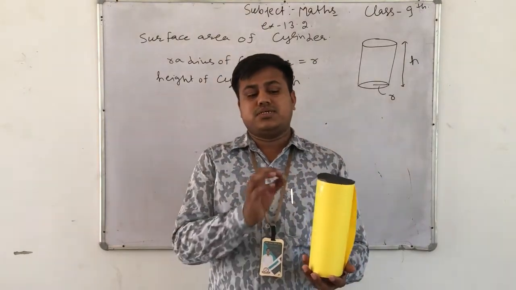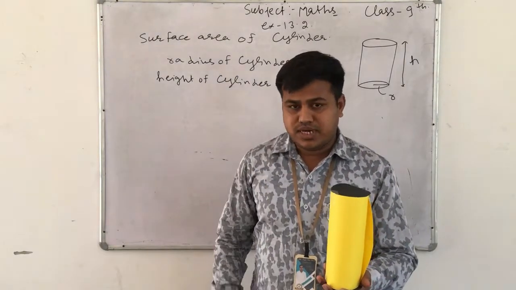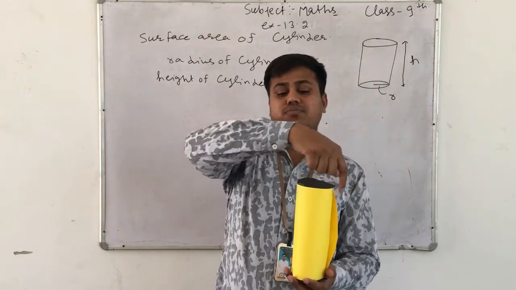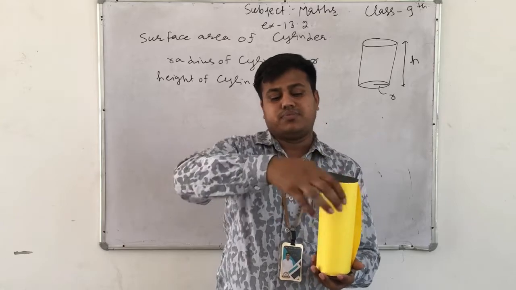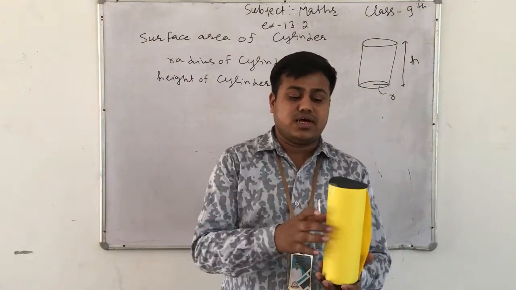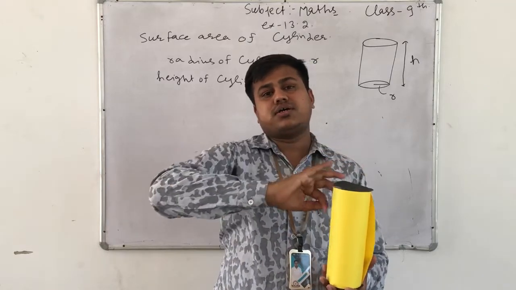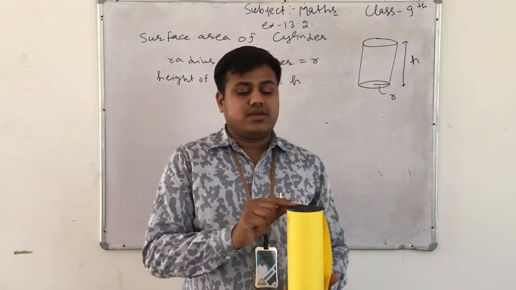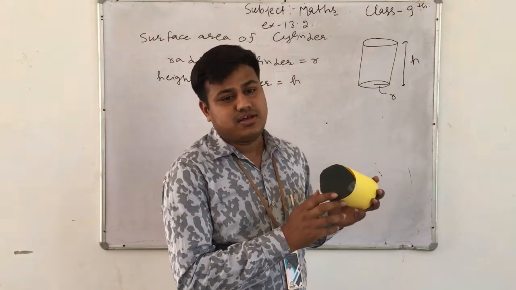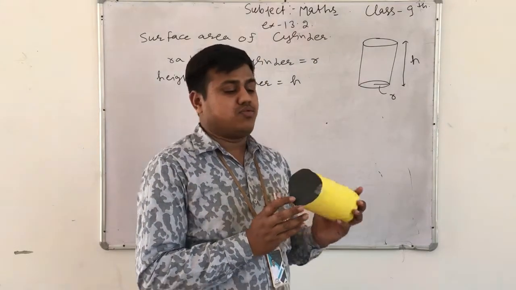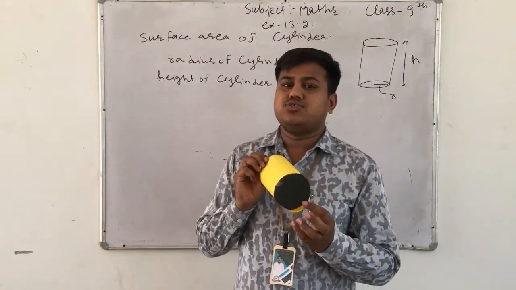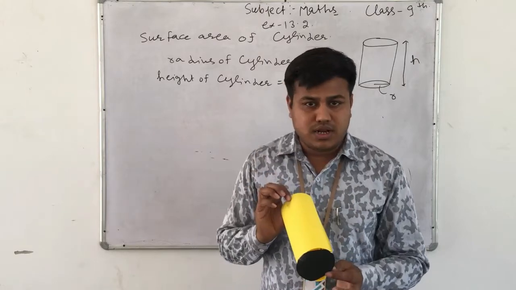This shape is in the cylindrical shape, in which the outside of this yellow paper is called the curved area. The curved surface area of the cylinder is this yellow paper. And if we see its top part, it is in circular form, and if we see its bottom part, it is also circular.